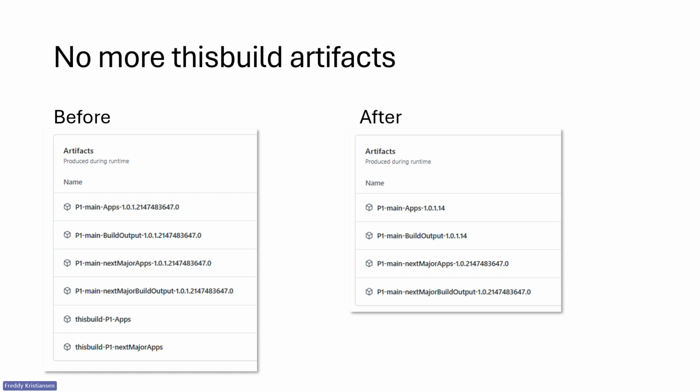In the next major, you will have the next major name in there as well, and then a date time after that. So there'll be various names, so you can enumerate the artifacts and see that it's the right ones.